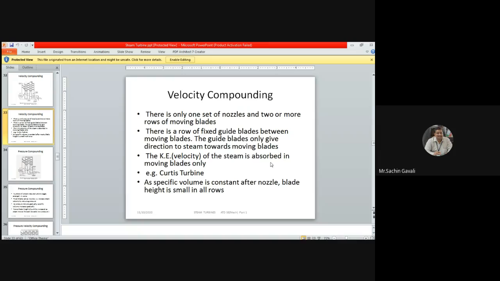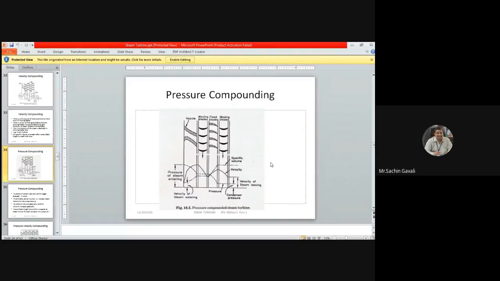There is only one set of nozzles and two more rows of moving blades. There is a row of fixed guide blades between the moving blades. So, roughly, in between the two moving blades, there is one fixed guide blade. Then the kinetic energy of the steam is absorbed during the moving blades only. An example is the Curtis turbine. Then afterwards, pressure compounding.